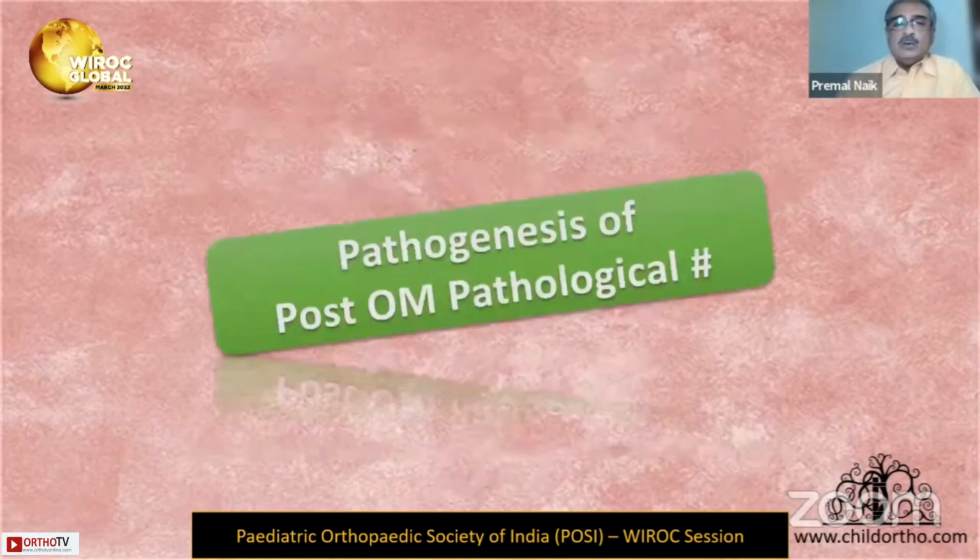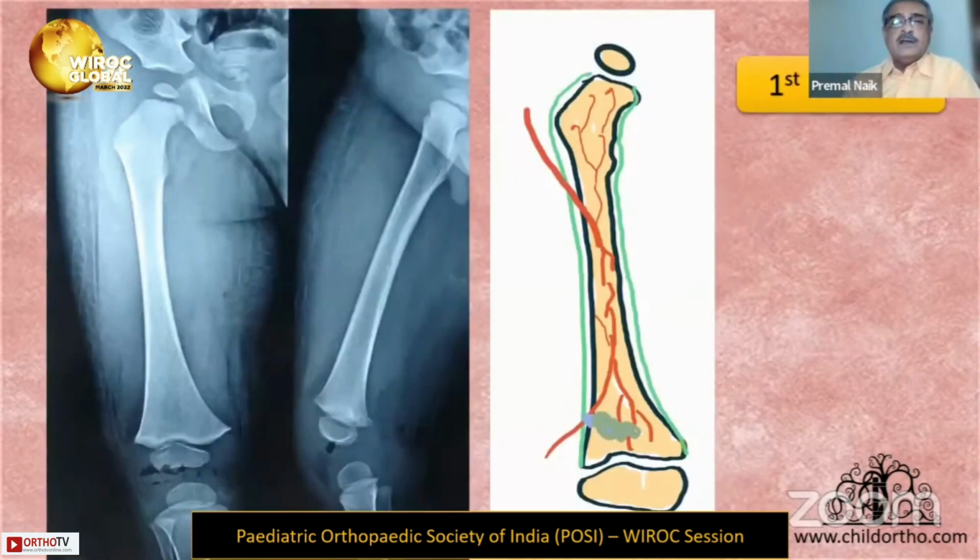But I'll begin with how we end up in a pathological fracture or a gap non-union in a chronic osteomyelitis. Let me give you a live example and explain what happens in the body. Whenever a child presents to a pediatrician or an orthopedic surgeon with a thigh swelling, the X-ray is generally normal. That is usually in the first 2 weeks.